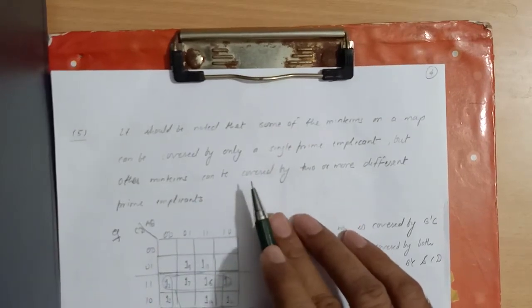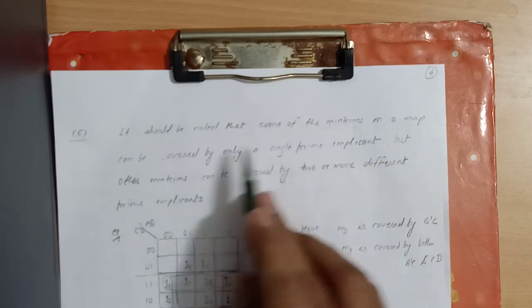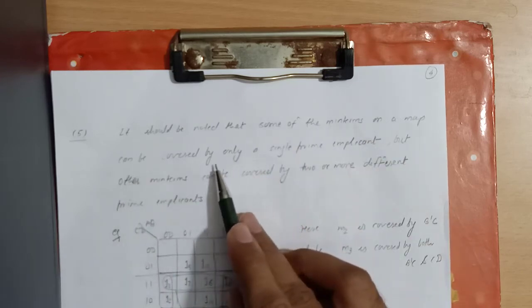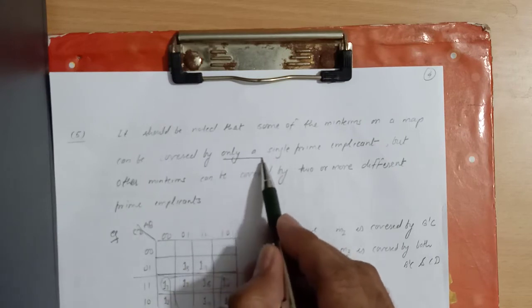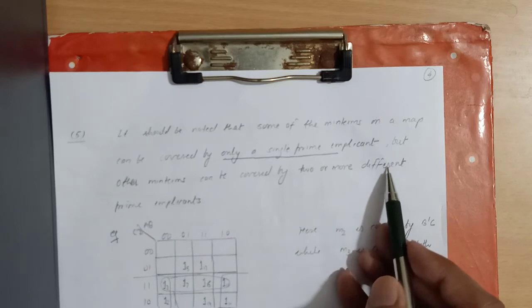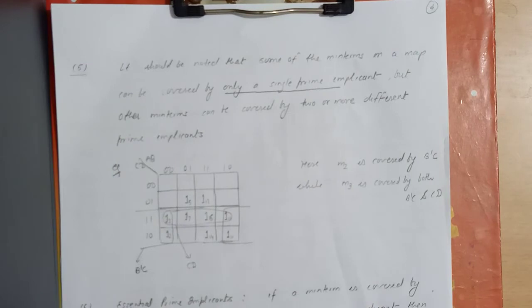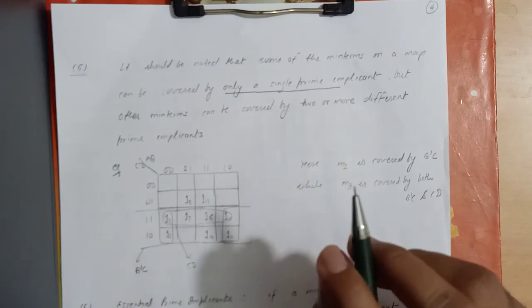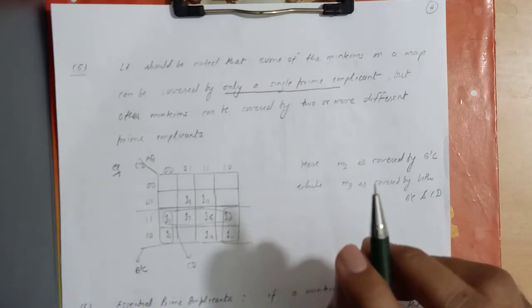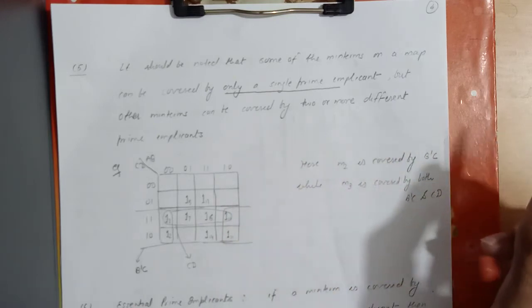If we carefully examine the K-map, we can note that some of the minterms on the map can be covered by only a single prime implicant, but other minterms can be covered by 2 or more different prime implicants. That means a few minterms will be covered by a single prime implicant, while other minterms can be covered by 2 or more prime implicants.